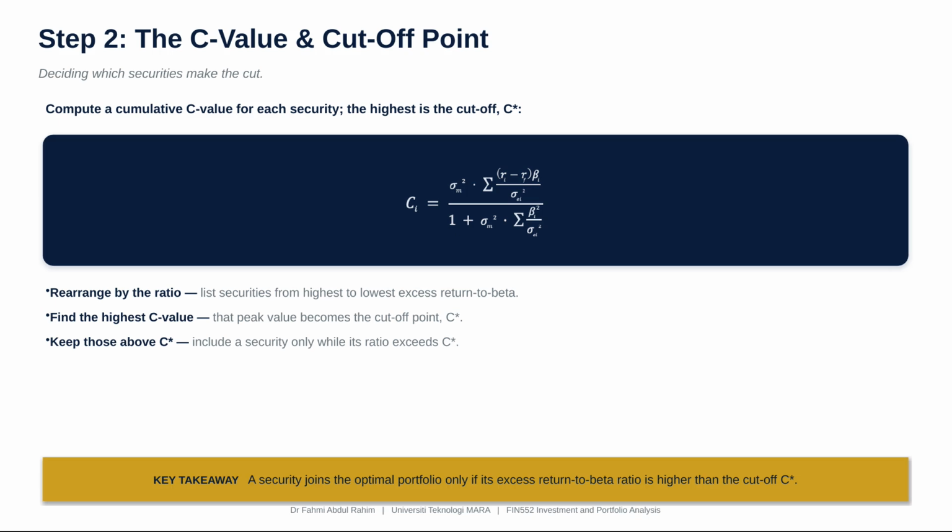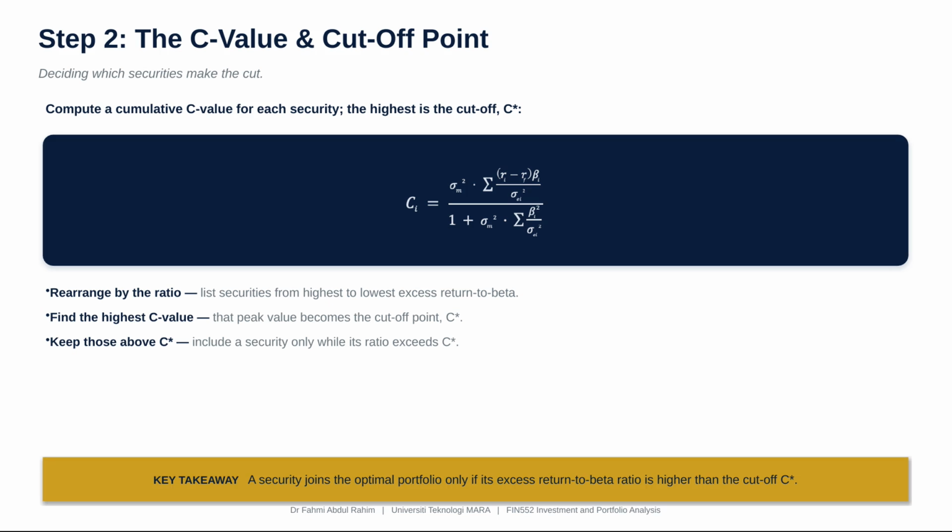The keyword is cumulative. You add one more security's terms each time you move down the ranked list, so each C value builds on the previous ones. Now the rule in three points. First, rearrange the securities from highest to lowest excess return to beta, the ranking from step 1. Second, find the highest C value among them, and that peak value becomes the cutoff point, called C star. Third, keep only those securities whose excess return to beta ratio is above C star.